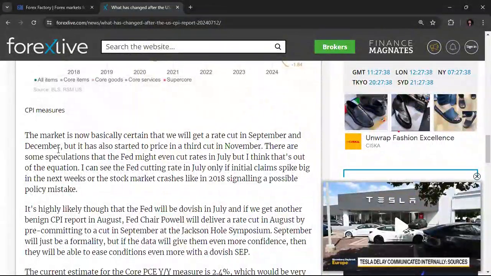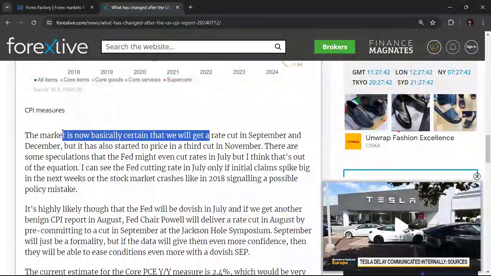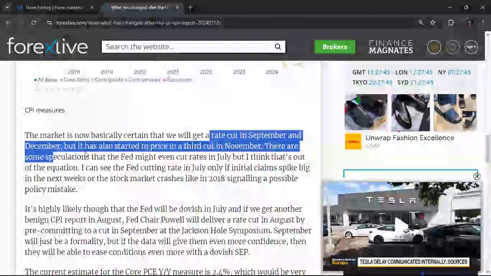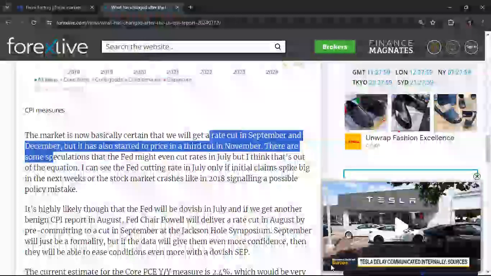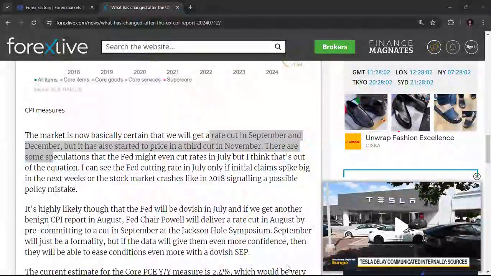certain that we will get a rate cut in September and December, but it has also started to price in another cut in November. The market is starting to price in 3 different rate cuts. Let's go back to the USD index.